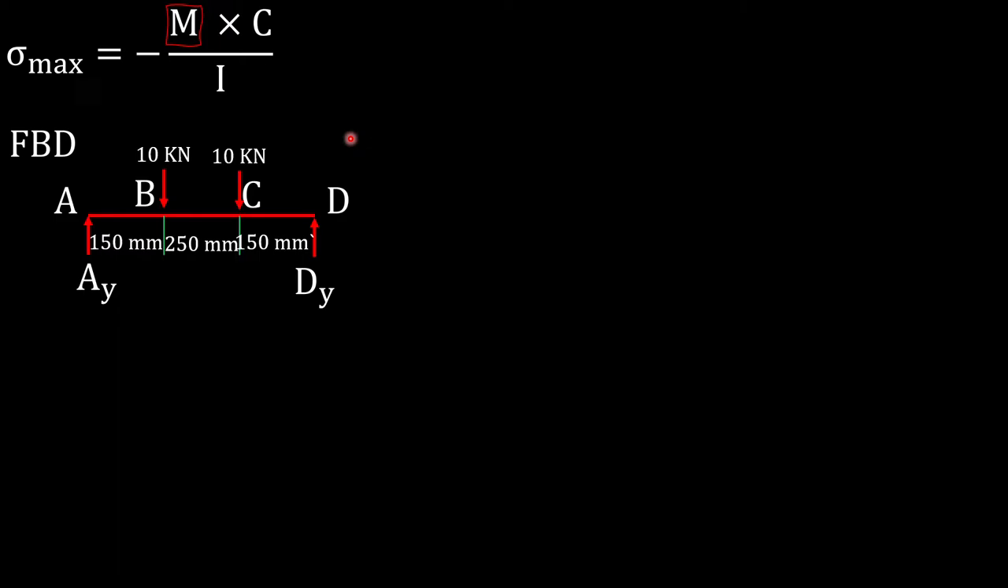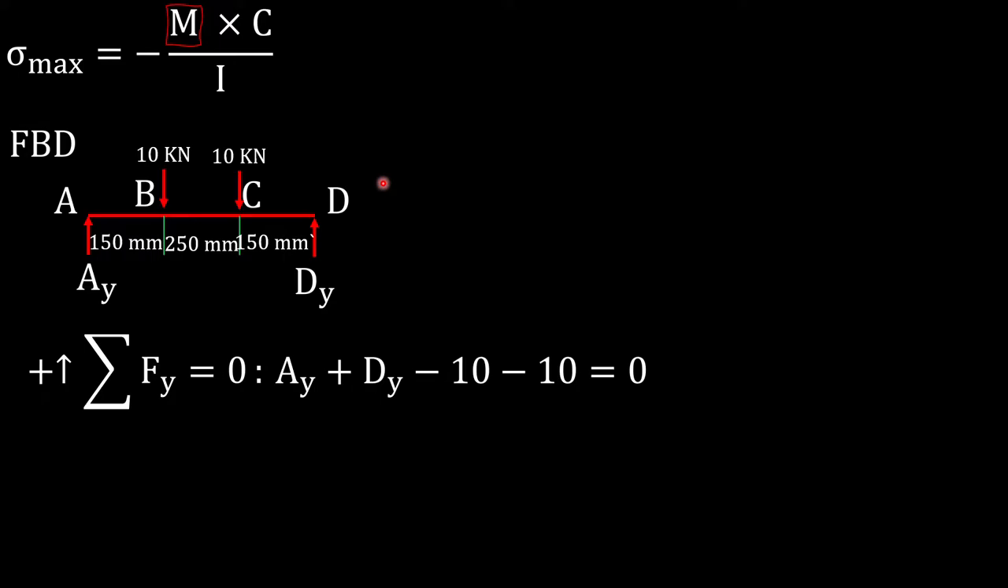So here, to find the reaction forces, we will use the static equilibrium equations, where the sum of the forces is equal to zero and the sum of the moments is equal to zero. Here we only have forces in the vertical direction. So we will have the sum of the forces in the y direction equal to zero, going up is positive and going down is negative. So that will be your equation: A sub y plus D sub y minus 10 minus 10, and we can rewrite this equation.